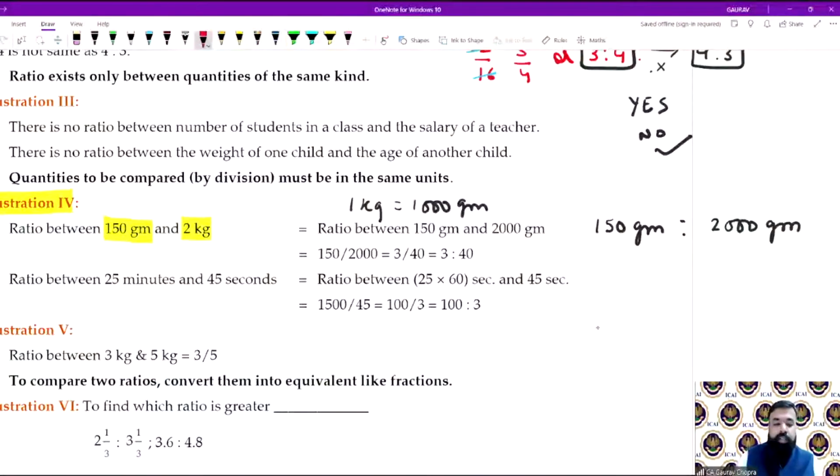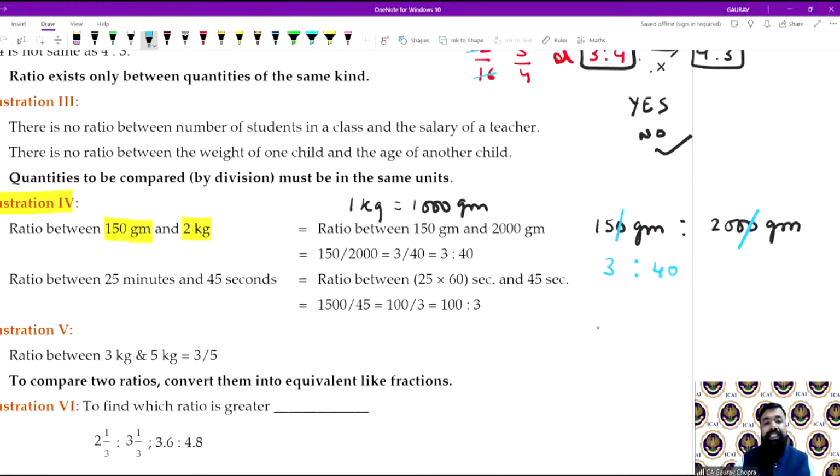Simply we can do the cancellation. Now we can divide by 5. So what will be the result? 3:40. We have divided by 5 and arrived at the final ratio, that is 3:40. All right.